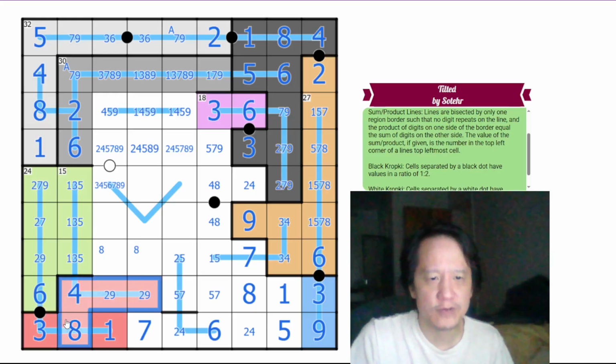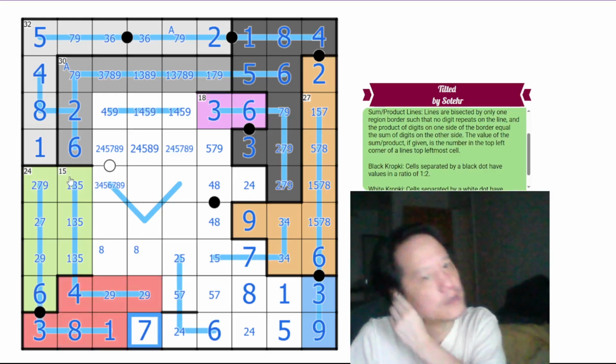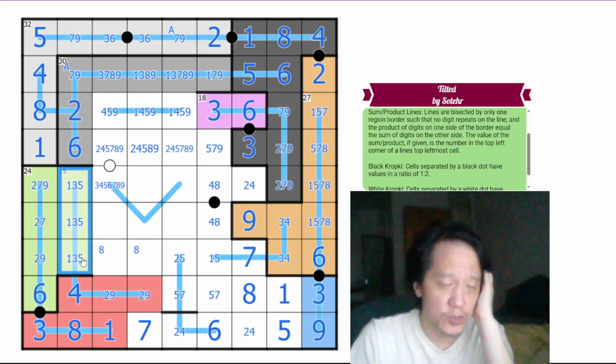We don't have any other information here. This green region needs access to an 8 and a 4. Okay. And it could extend to here.